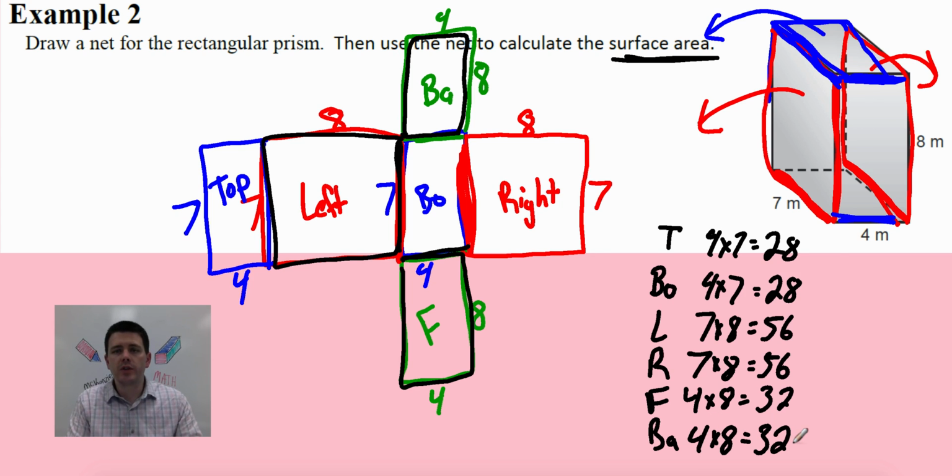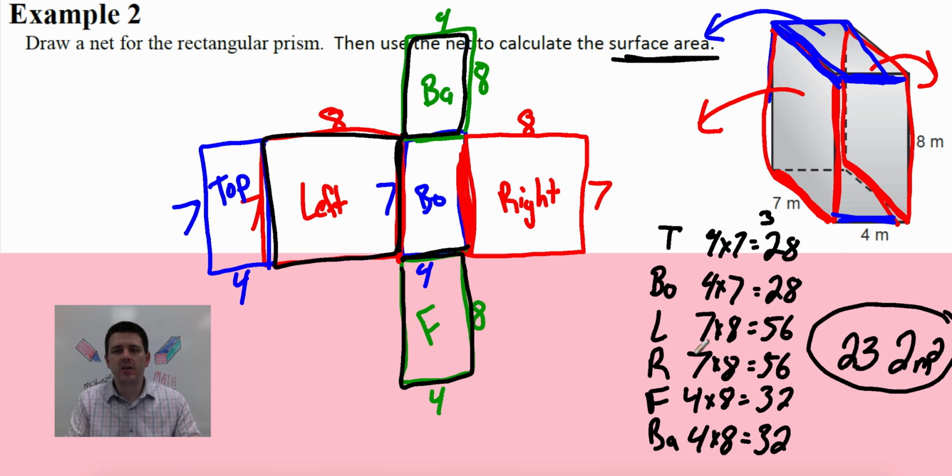To find our total surface area, we add it all together. So 8 and 8 is 16, plus 6 is 22, plus 6 is 28, 2 is 30, 32, carry the 3. So 3 and 2 is 5, 6, 7, 5 is 12, 5 is 17, 3 is 20, plus another 3 is 23, 232 meters squared. Because I'm finding surface area, I'm just adding together all the areas of those pieces.